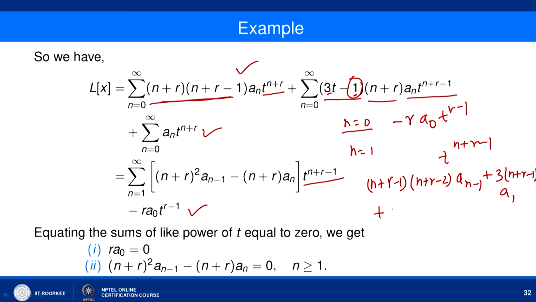Just a minute, here it is a n minus 1, and from the last you will get a n minus 1. If you calculate, you write this as n plus r minus 1, you take it out, then it is n plus r minus 2 plus 3. So, we will get n plus r plus 1.